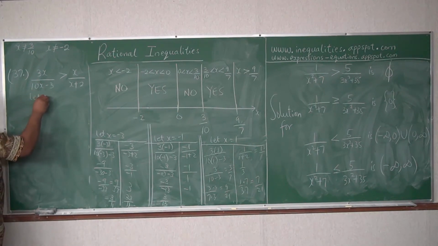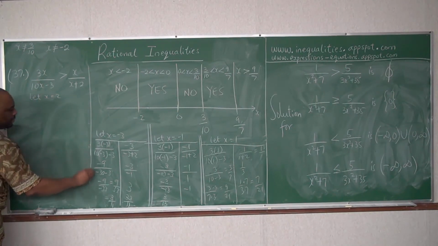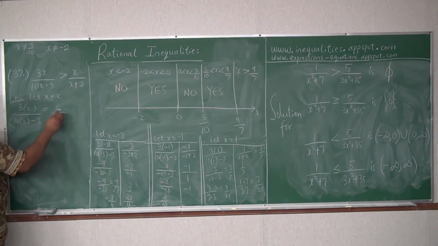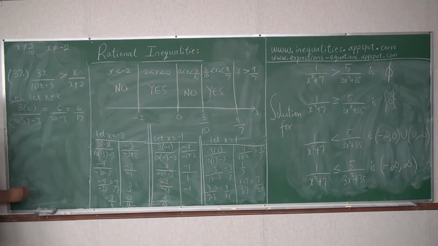Let x be 2. We have that. This will be 3. Left hand side here will be 3 times 2 over 10 times 2 minus 3, which is 6 over 20 minus 3, which is 6 over 17.